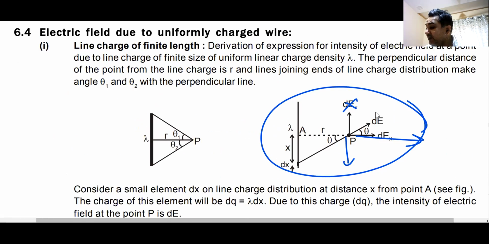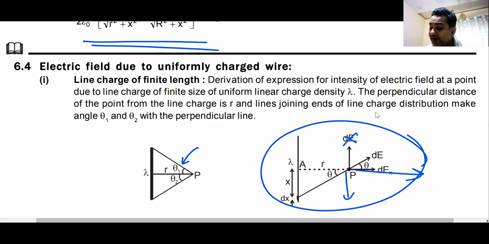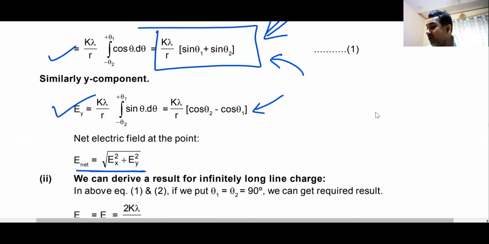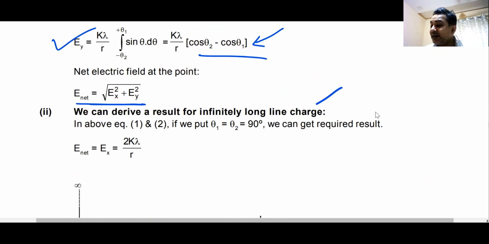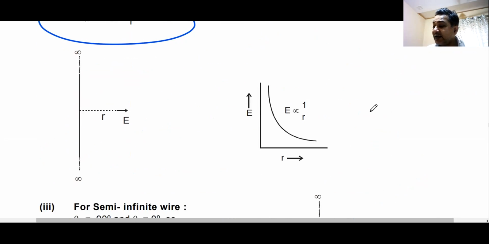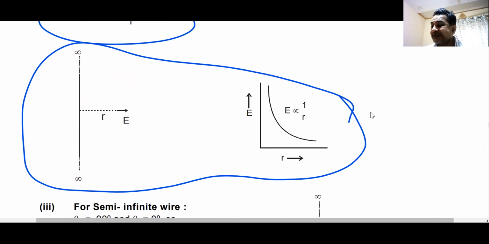Here what they have done is they have just taken it as symmetrical. One is angle theta 1, one is angle theta 2. So we don't know the values of theta 1 and theta 2. If both theta 1 and theta 2 are the same, then the y component will get cancelled and the x component will be added up. If theta 1 and theta 2 are different, this is the answer that we get: along x, sine theta 1 plus sine theta 2, along y, cos theta 2 minus cos theta 1. If the wire becomes infinite, theta 1 and theta 2 become 90, and then we have this diagram, and this is how it looks.